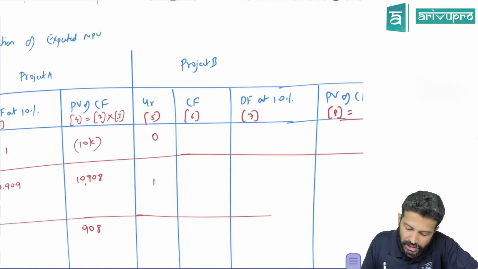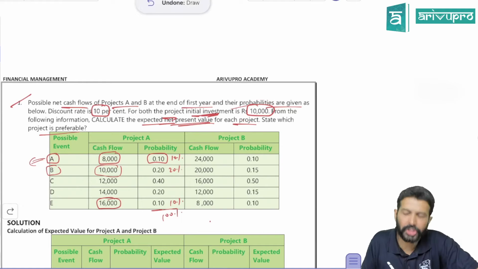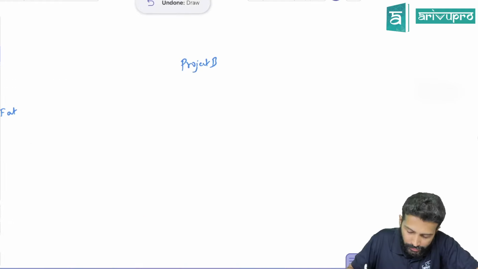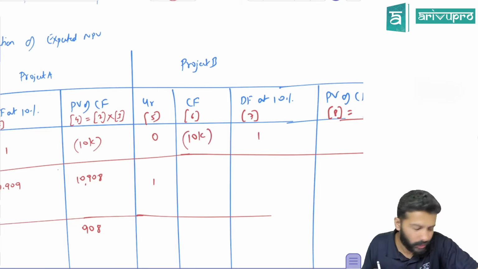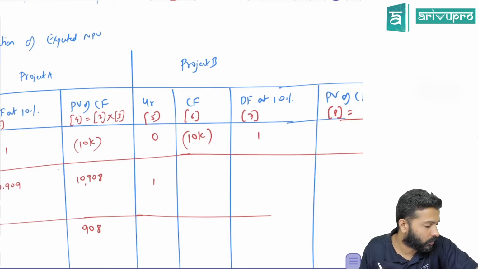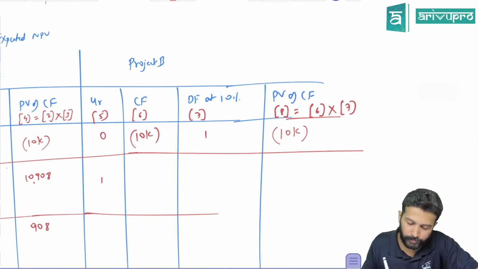What is the cash outflow for year 0 for project B? I said the initial investment for both projects is 10,000 only. So 10,000 outflow, so negative. The discount factor for year 0 is 1. So this will be minus 10,000.